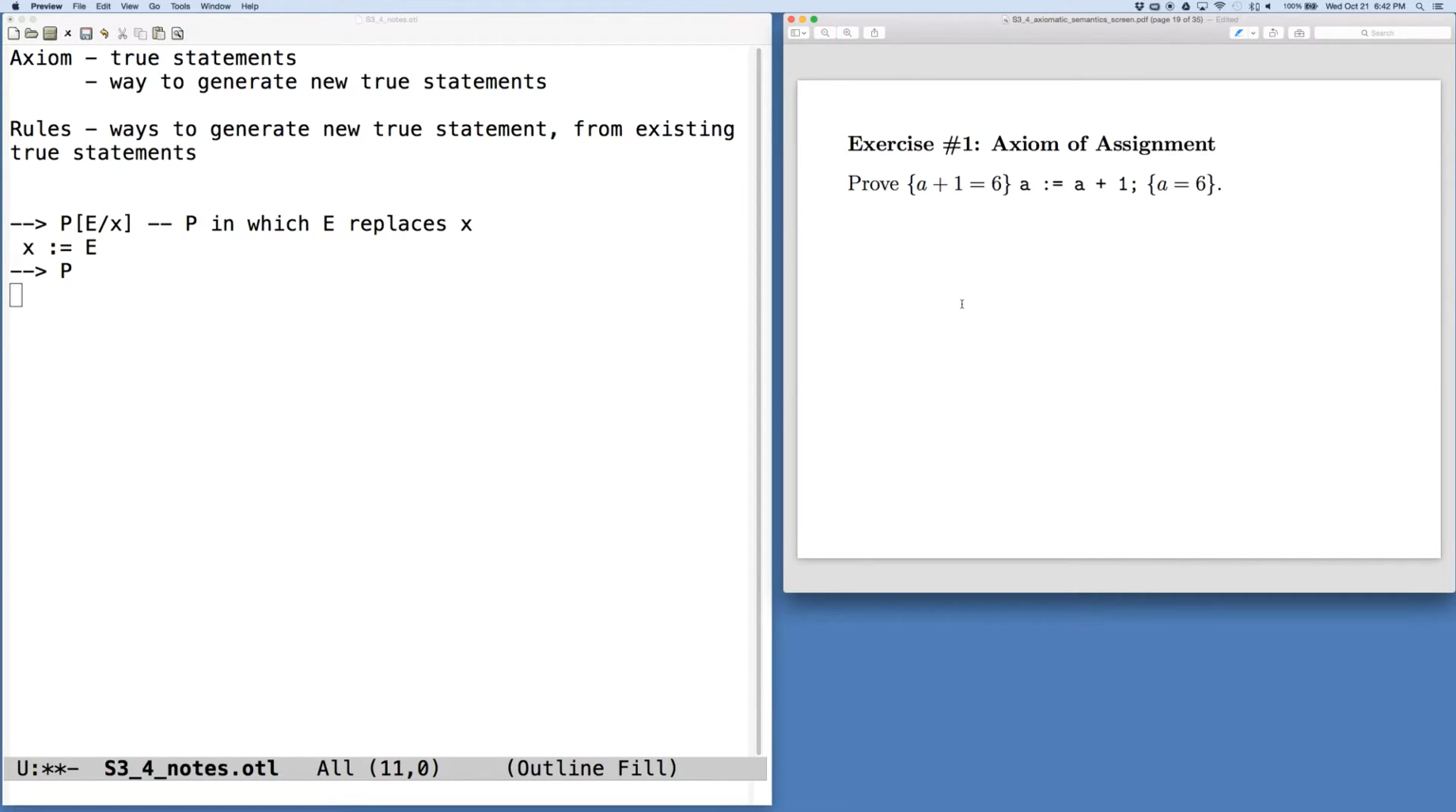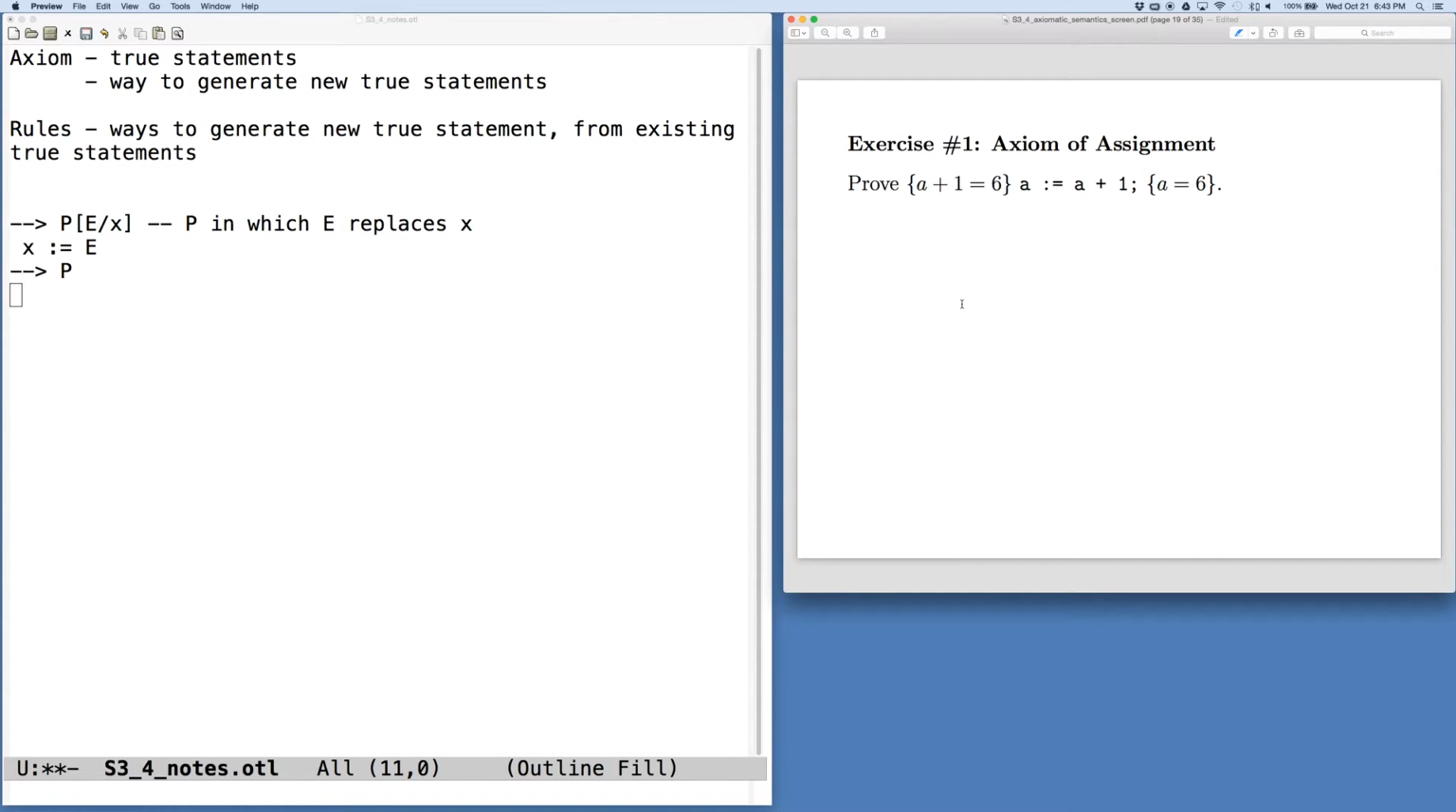All right, so we've done this exercise. If you didn't complete it, you might think about this at this point. Hit pause and see if you can see how this Hoare triple can be generated from the axiom of assignment. And noticing that P here is A is equal to 6, and if we replace the variable A with the expression in that assignment, we get exactly the precondition.